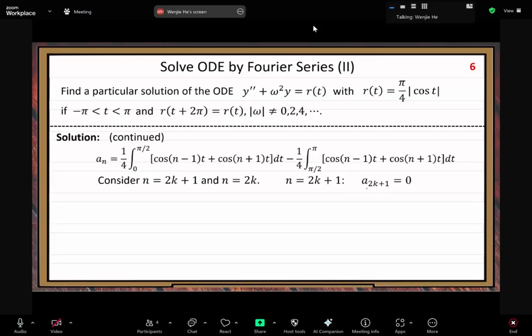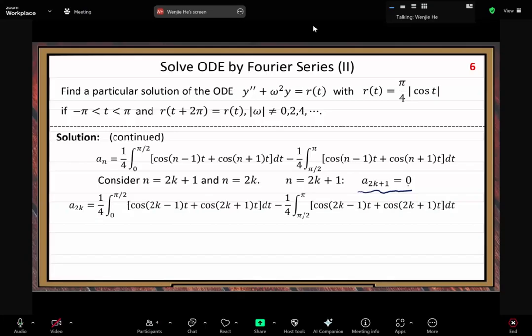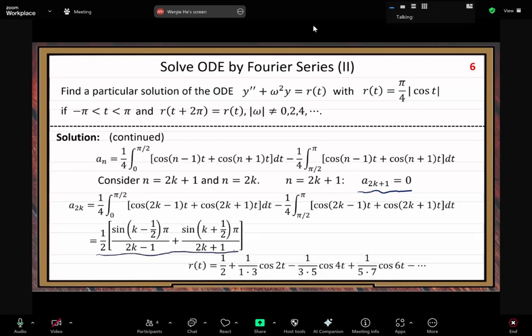All right. Then for when n is odd, for an odd function, we can find all the coefficients are 0. Then for the even function, we do the calculation and simplification like that. Then we can write the Fourier series of the R function in this way.